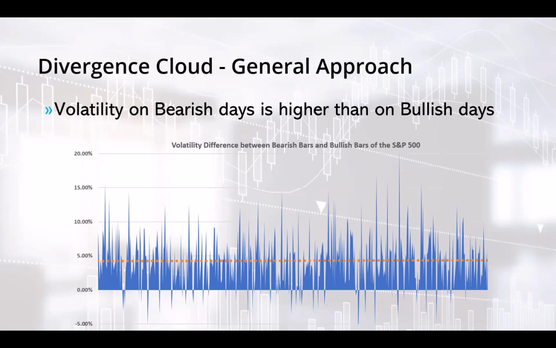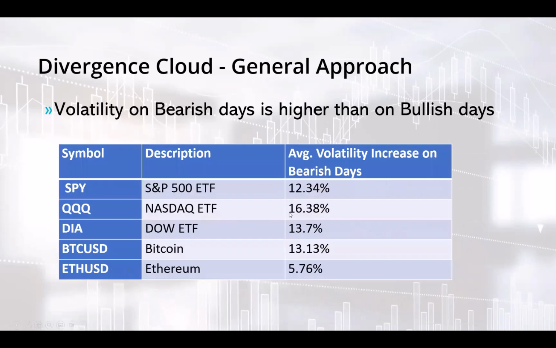And this is an observation which can be seen not just for stocks, but across all kinds of assets. Well, these are the S&P 500 individual stocks. If you look at the ETF, the SPY, bearish bars are 12.34% bigger than bullish bars. On the QQQ, the Nasdaq ETF, it's even more, it's 16% bigger. That's a crazy big value. On the Dow ETF, 13%. Even for Bitcoin and Ethereum, we see the same phenomenon.